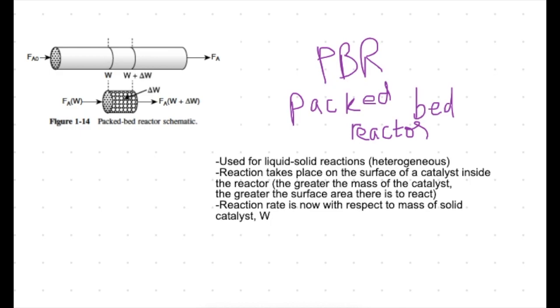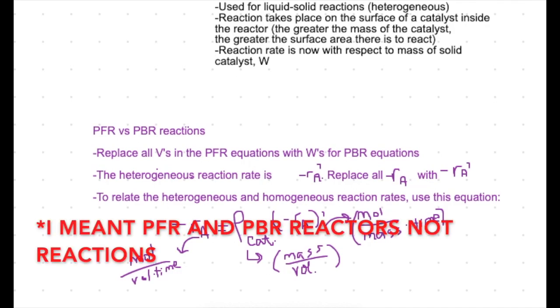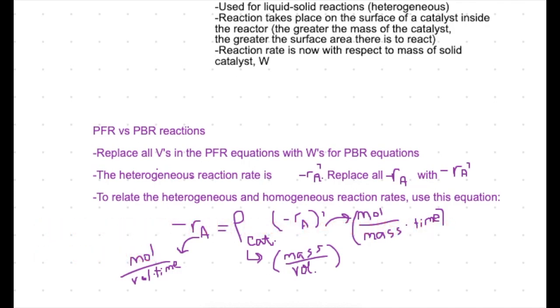The only difference between a PFR and a PBR is that the reaction rate is now with respect to the mass of the solid catalyst, which is called W, rather than V, the volume. So here are a couple of differences between the PFR and PBR reactions. I'm not going to write down all of the PBR reactions because they are the same as the PFR ones with just a couple changes. So if you go back to your PFR reactions, replace all of the V's with W's because now everything is with respect to the weight of our catalyst, not with respect to volume.